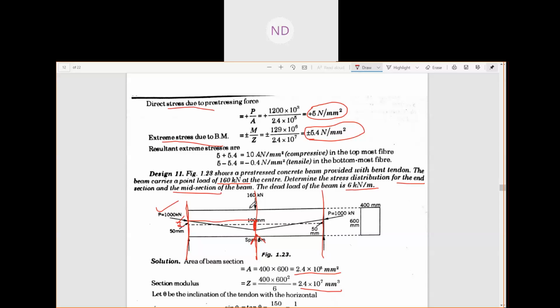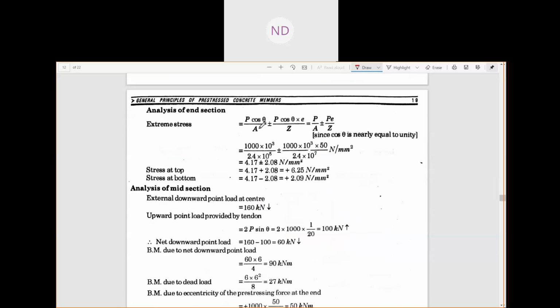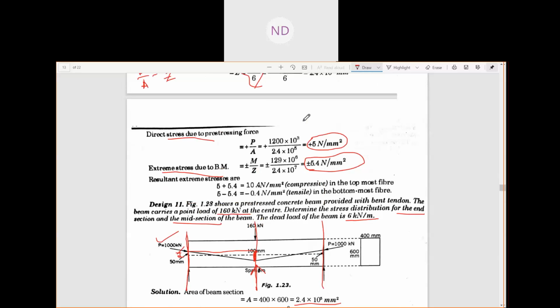Now you can see, at the end section, what are your stresses? P cos theta by A. Cos theta is negligible since theta is very, very small, so we can write it as P by A. And we have P cos theta into e, which is due to this eccentricity. At the end section you have this eccentricity of 50 mm, so due to this eccentricity, a moment P into e is generated.